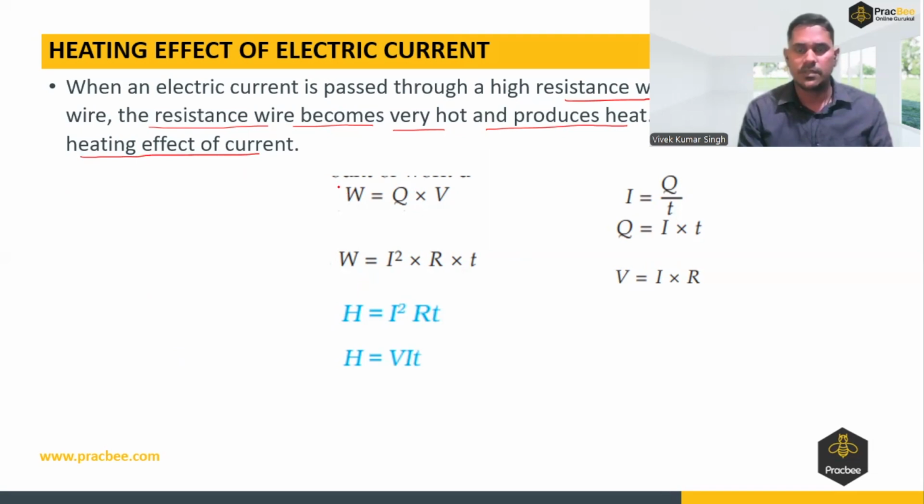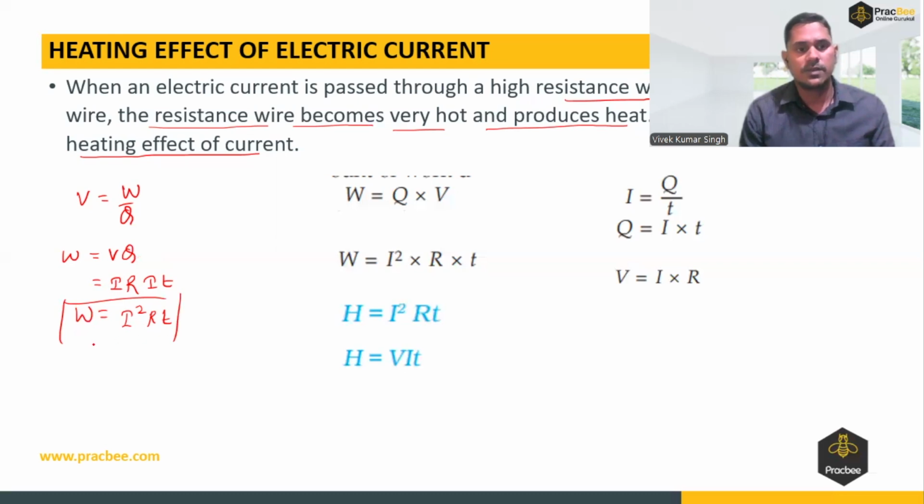From the definition of voltage, we know that voltage is equal to work done per unit charge. So work done would be equal to V multiplied by Q, where from Ohm's law, V is equal to IR, and we know that I is equal to Q upon T. So Q is equal to I into T. So this becomes I square RT. So this is the work done. Now this work done is equal to the heat produced in the resistance. That heat is given by H is equal to I square RT.